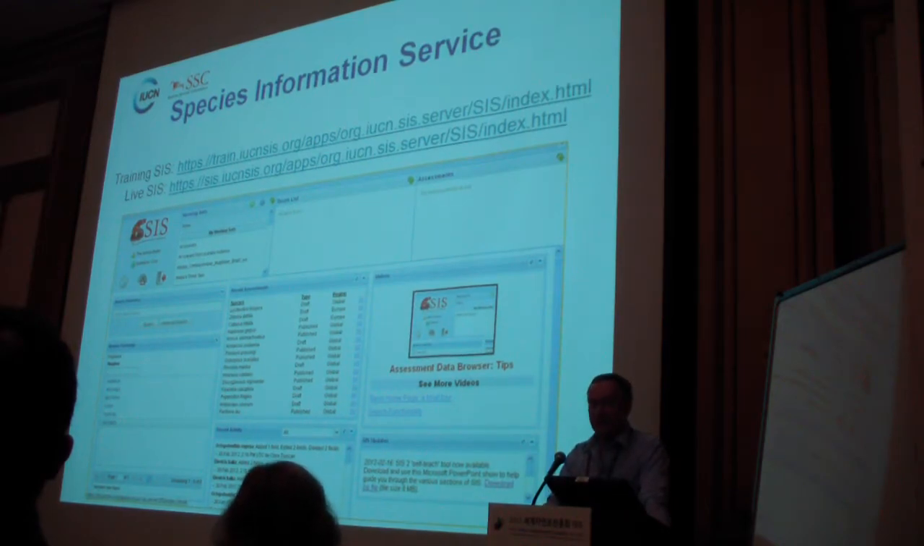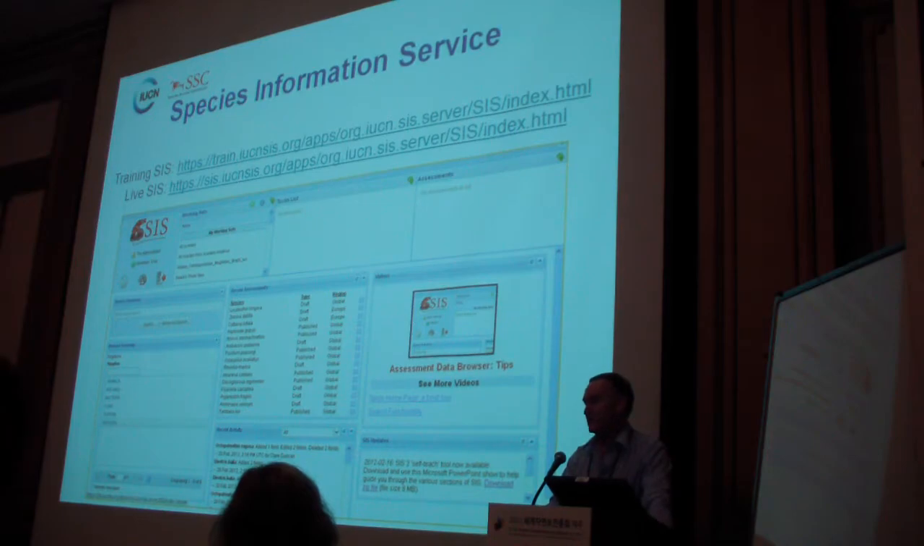We try to encourage all the people that are contributing data to do it via the central database system, the Species Information Service, which is an online tool. So it's accessible to anybody around the world that has access to the internet. We also have an offline version, so if they don't have access to online, they can do it offline and then upload it once they're finished.